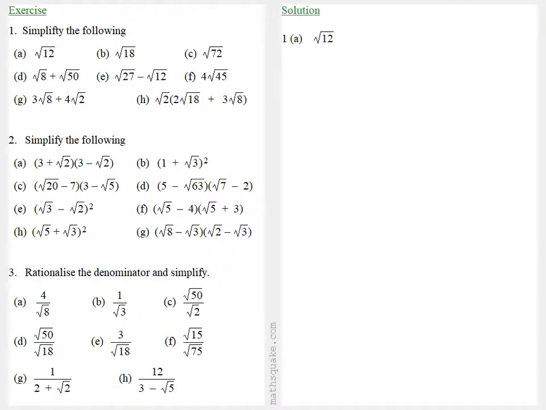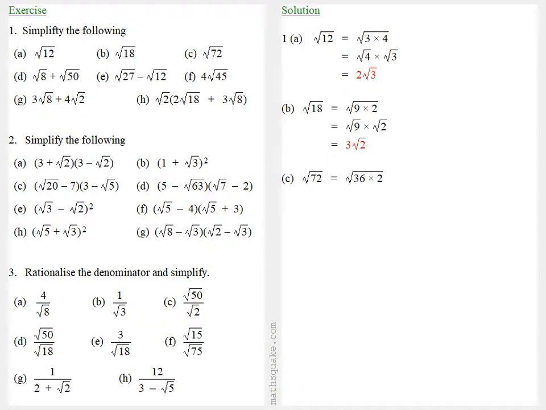Well, in question 1a, we're asked to simplify the square root of 12. Well, the square root of 12 is the square root of 3 times 4, which is the square root of 4 times the square root of 3, which is 2 times root 3, or 2 root 3. In question B, we're asked to find the square root of 18. Well, 18 can be written as 9 times 2, and the square root of 9 times 2 can be written as the square root of 9 times the square root of 2, which is 3 times root 2, or 3 root 2.